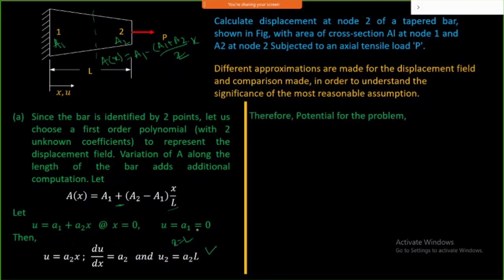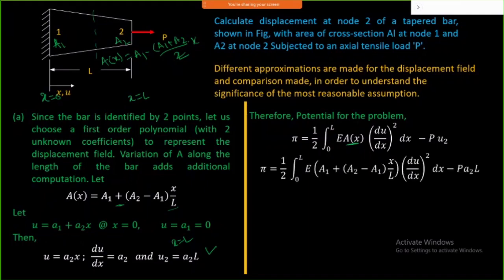Now we need to determine the potential of the problem. Potential means again we come back to that relation. Previously we assumed A is a constant, but now the area is varying from x equal to 0 to x equal to L. That's what we need to take, A as a function of x. This is the complexity we included in this. So now you can substitute the same thing into this. A(x) is taken here and substituted at this location.